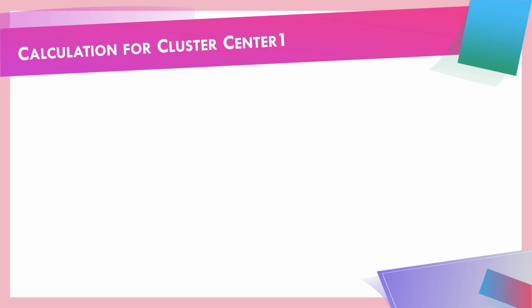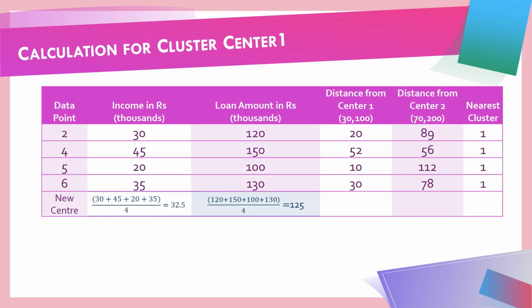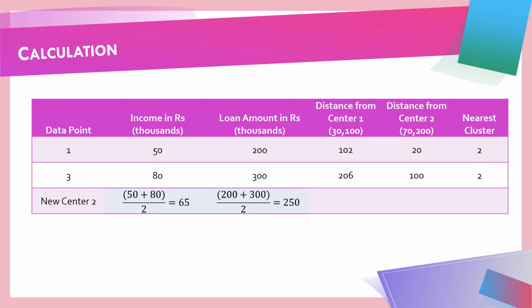The means of the data points assigned to each cluster are the new cluster centers. The 4 data points assigned to cluster 1 are shown in the table. The new cluster center is the average of the income and the pending loan of the 4 data points. The new center for cluster 1 is 32.5 and 125. The 2 data points assigned to cluster 2 are shown in the table. The new cluster center is the average of the income and the pending loan of these 2 points. The new center for cluster 2 is 65 and 250.